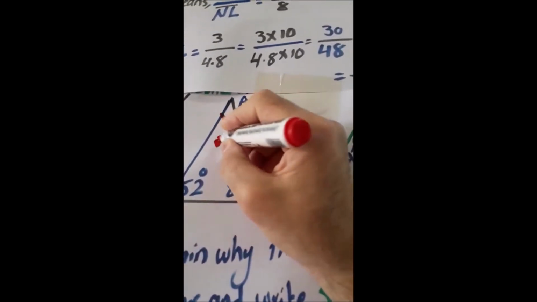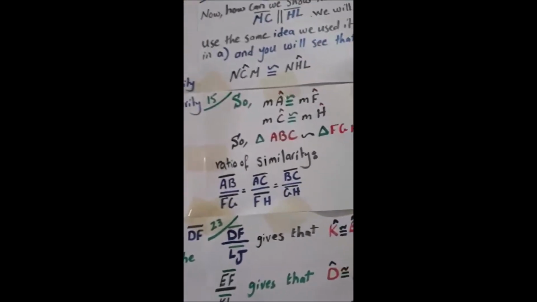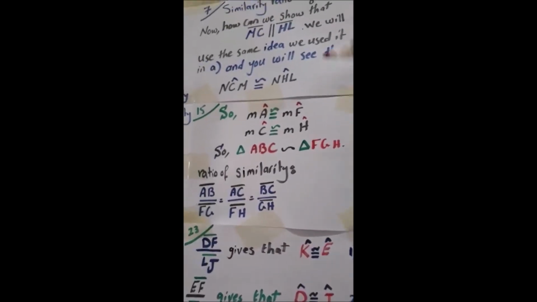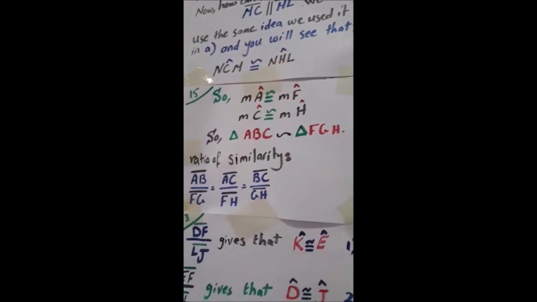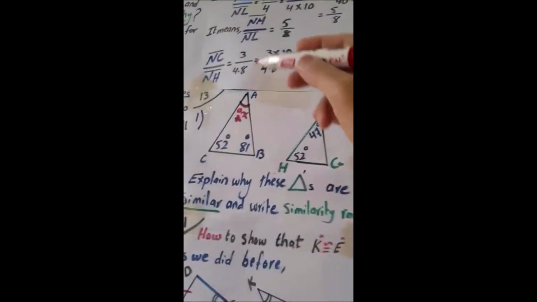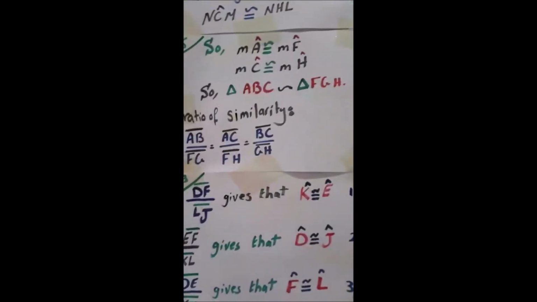So here we can write 47. Now I think the idea is so obvious and so easy. The measure of angle A is congruent to the measure of angle F, as you see, 47 and 47, and also angle C with angle H. So that means these two triangles are similar, and the ratio of similarity is AB over FG equals AC over FH, and the last one, BC over GH.